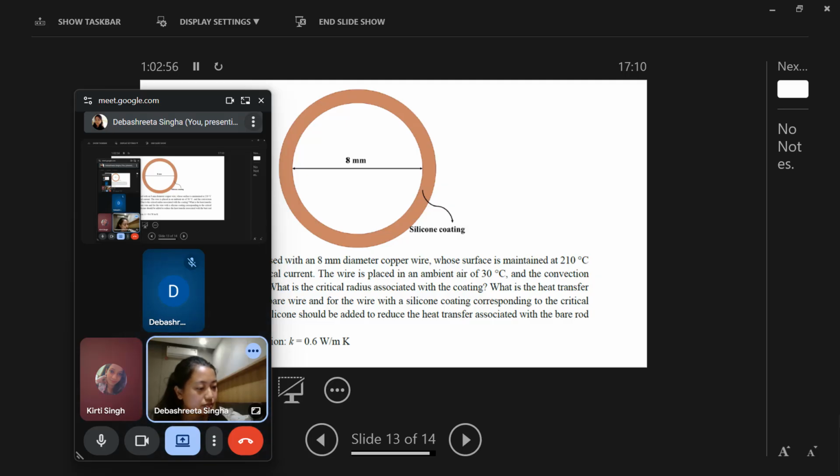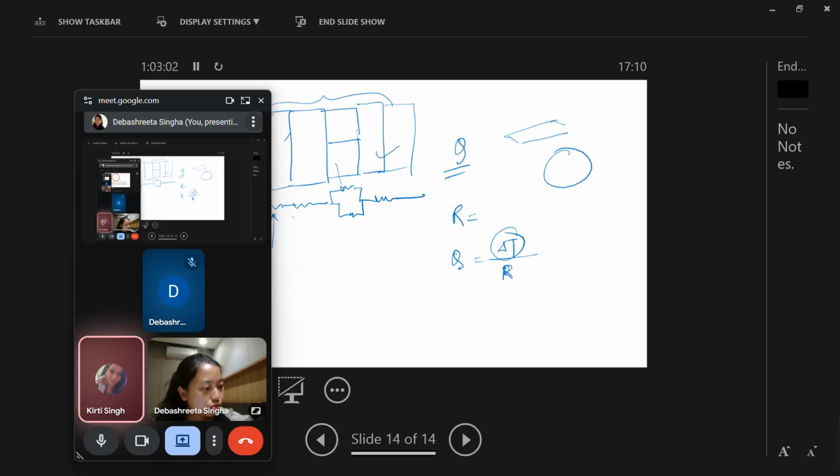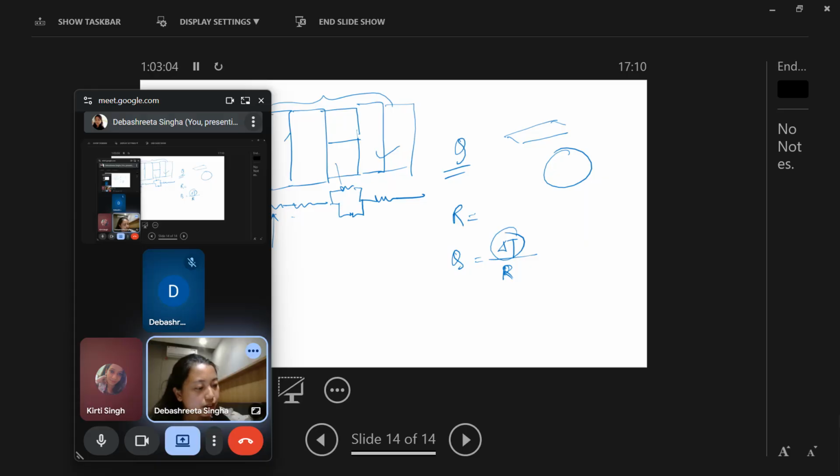So this critical radius, now what is this? It is just how much insulation you are required to give to a certain material, so that there is minimum loss. And sometimes we have to consider the cost also.